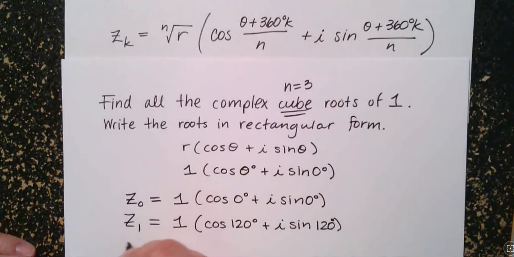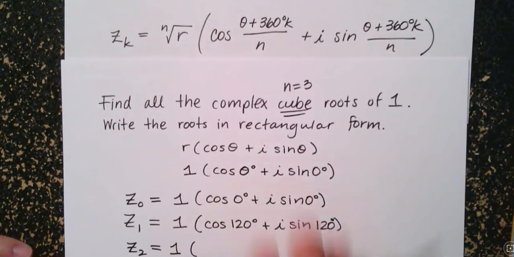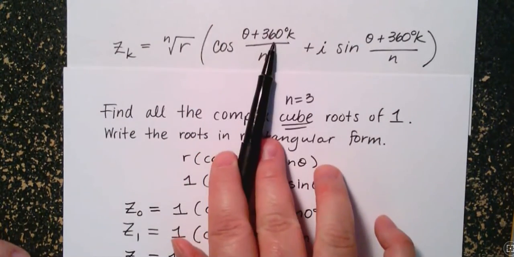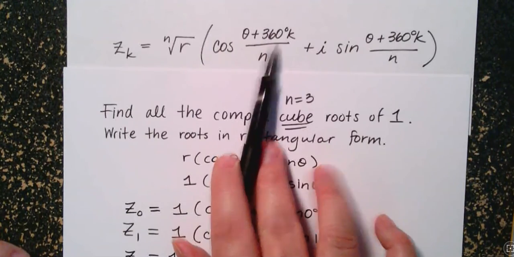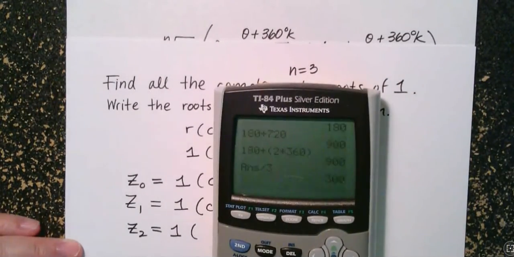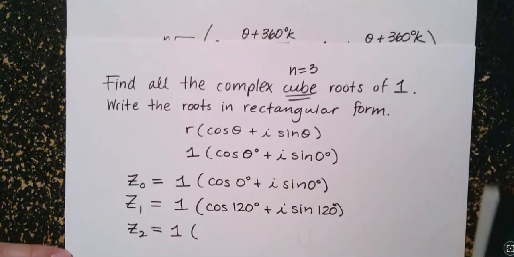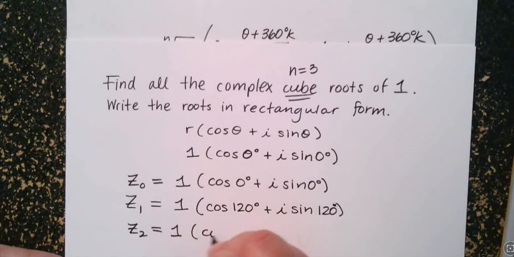And then finally, because for cube root I've got to go up to k is 2, which is n minus 1. Cube root of 1 is 1. And then I've got 0 plus 360 twice. 360 twice is 720. And then 720 divided by 3 is 240. So this is going to be cosine 240 plus i sine 240.